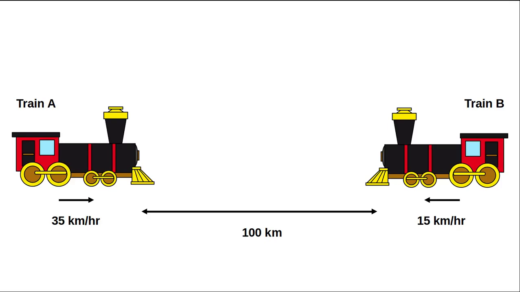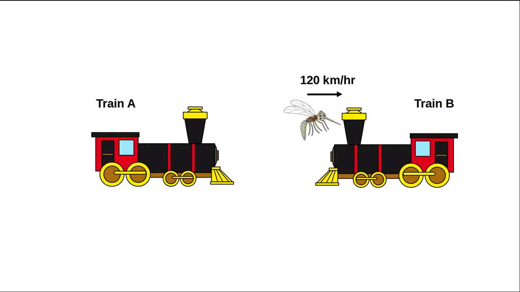Imagine a mosquito with initial position at the front of train A flying right at the speed of 120 km per hour. After some time, the mosquito reaches the front of train B and collides with it. When the mosquito collides with train B, it reverses its direction and flies towards train A with the same speed of 120 km per hour.